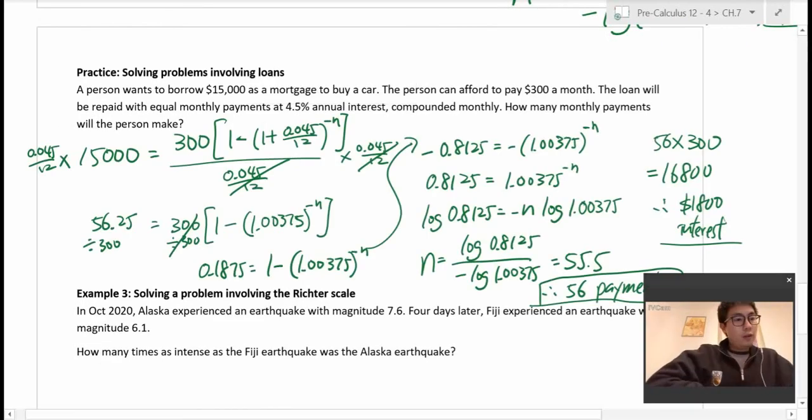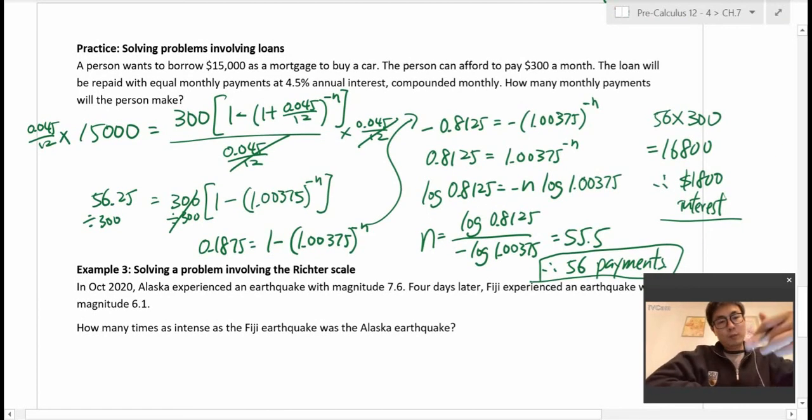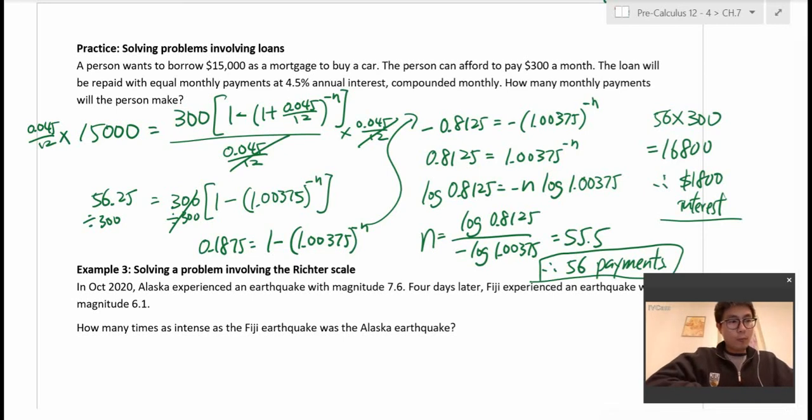All right, so here is the answer. Again, just plug in the values and solve for n. You should get around 56. So it would take you 56 monthly payments. So that's roughly 5 years. And if you multiply that by your monthly payment of $300, that is again roughly $16,800, which means you actually paid $1,800 as the interest to borrow $15,000, to buy your car.